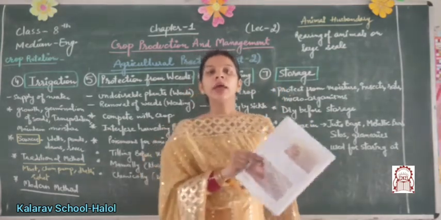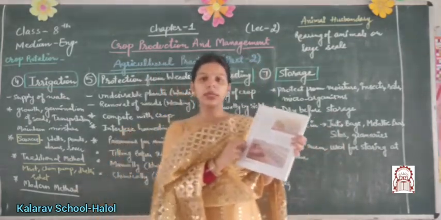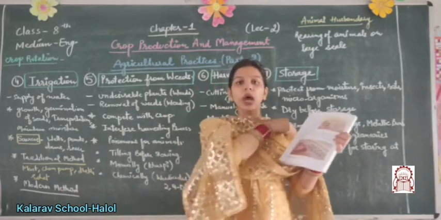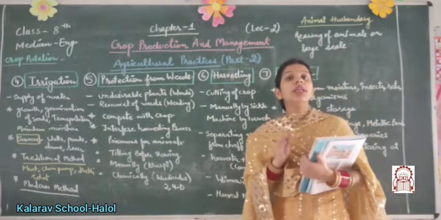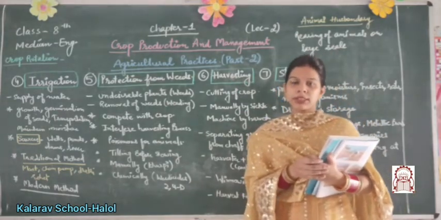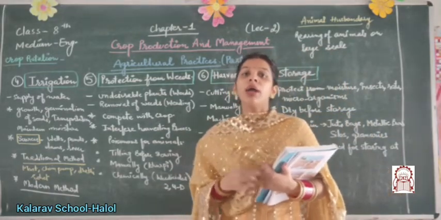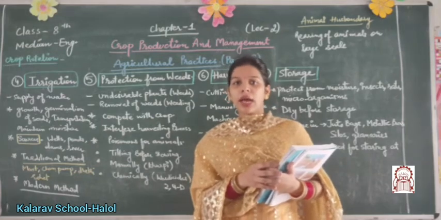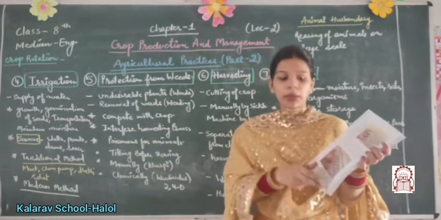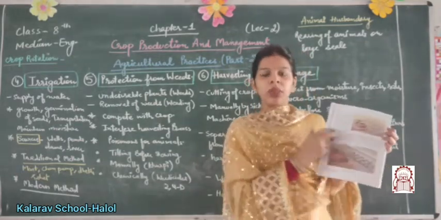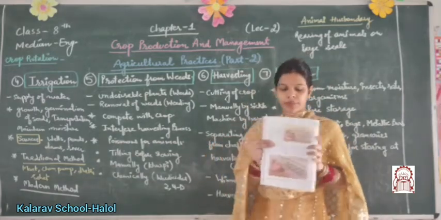Okay, let's start with the modern method of irrigation. So next is the modern method. The modern method is used nowadays because it is not laborious for the farmers. It helps the farmer to do their work very quickly. So nowadays modern methods are used. Number 1, sprinkler system, and number 2, drip system. You can see these two methods on page number 9.